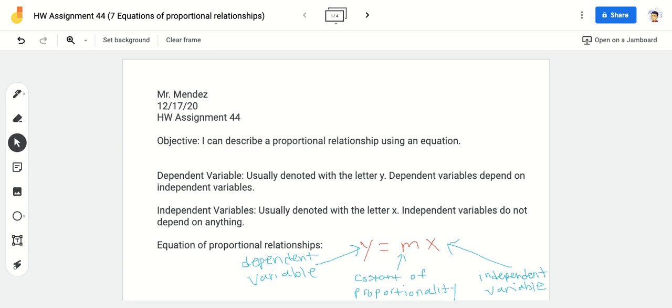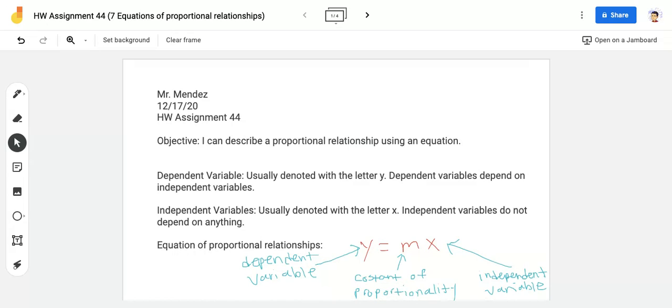Homework assignment 44. Today's objective: I can describe a proportional relationship using an equation. Yesterday we saw proportional relationships in tables, and we were able to identify if a relationship from a table of values is proportional or non-proportional. So a few things that I want to bring up to us.